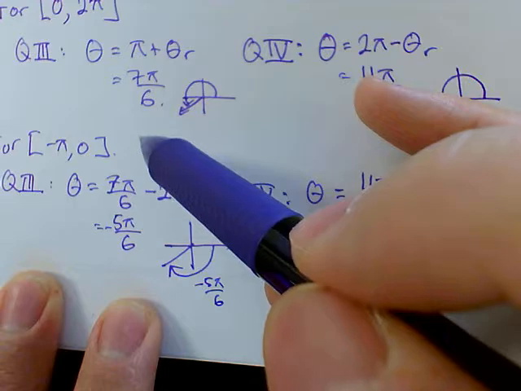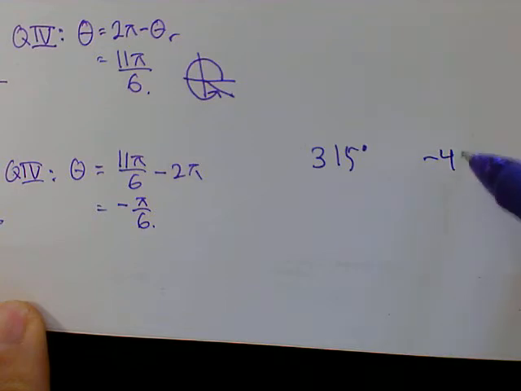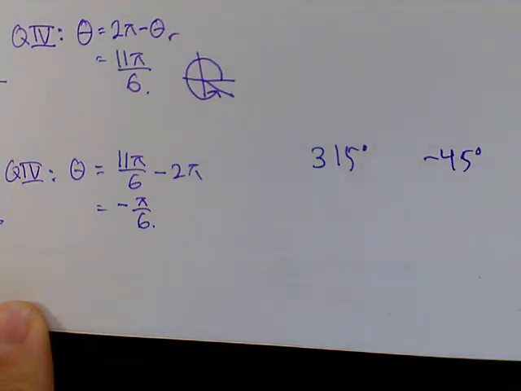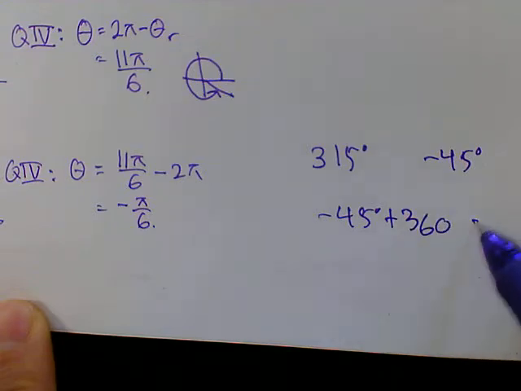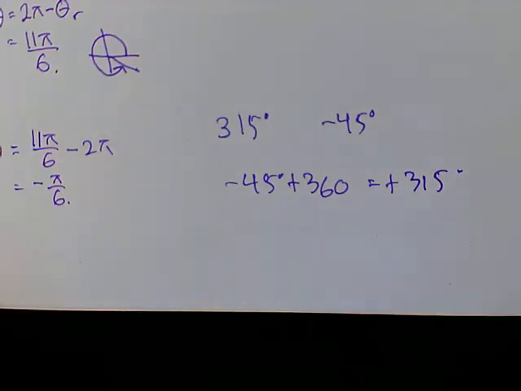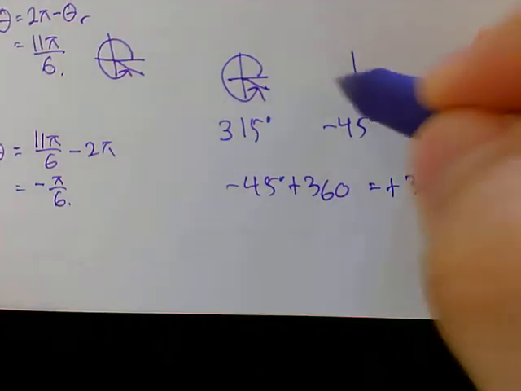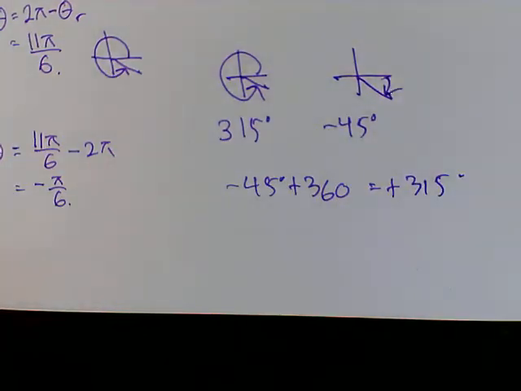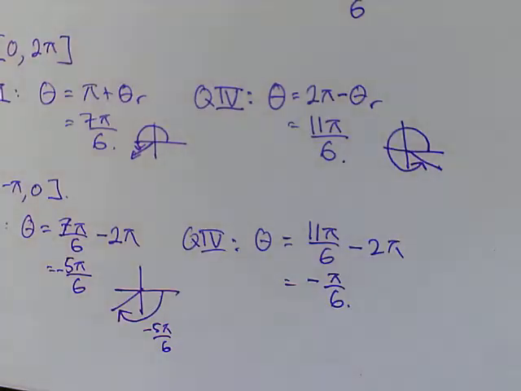Coterminal. Remember, if I have 315 degrees and I have negative 45 degrees, are they coterminal? What did you do? You added or subtracted a 360, right? Negative 45 degrees plus 360 gives me positive 315. So they both have the same terminal arm. This is 315. This is negative 45. Coterminal. Same arm. Just take a look at that.